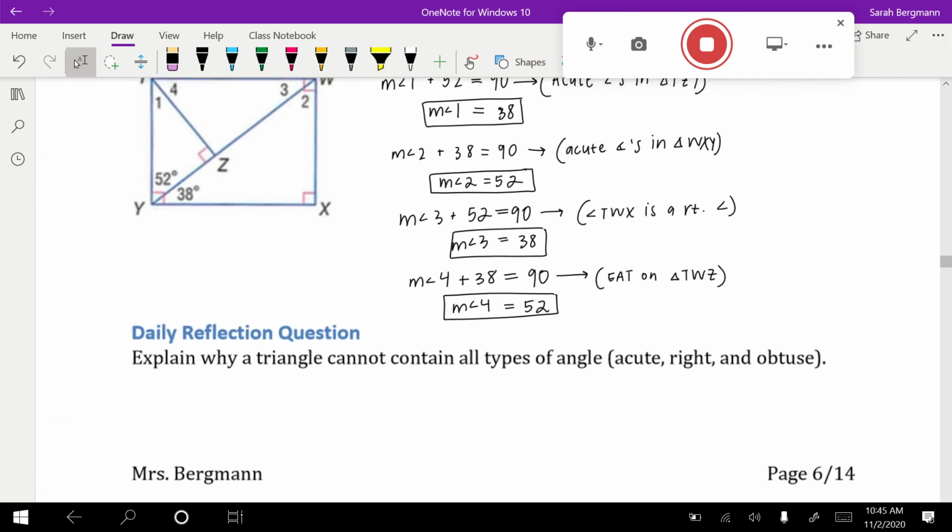Finally, I'd like you to explain why a triangle cannot contain all types of angles: acute, right, and obtuse. Why could it not have one of each angle in the triangle?